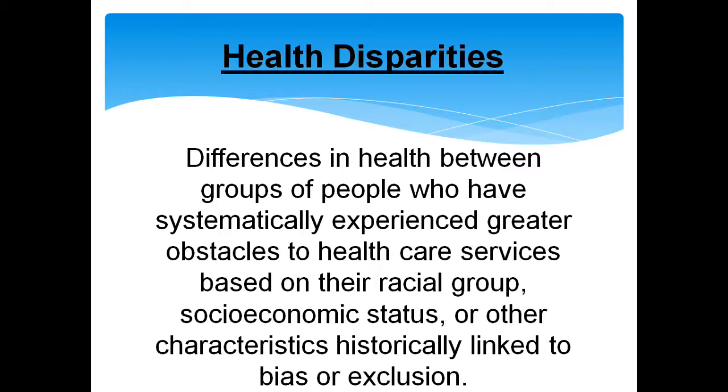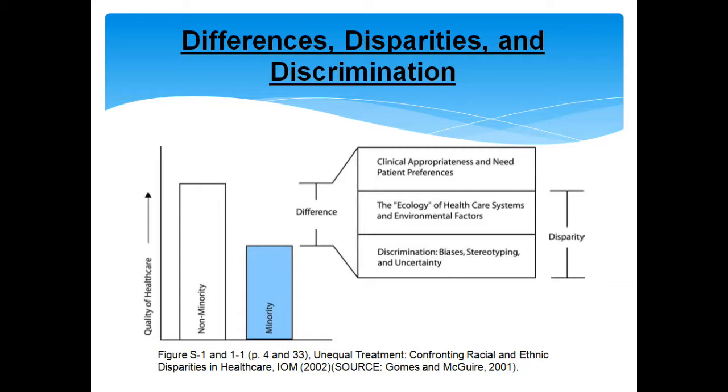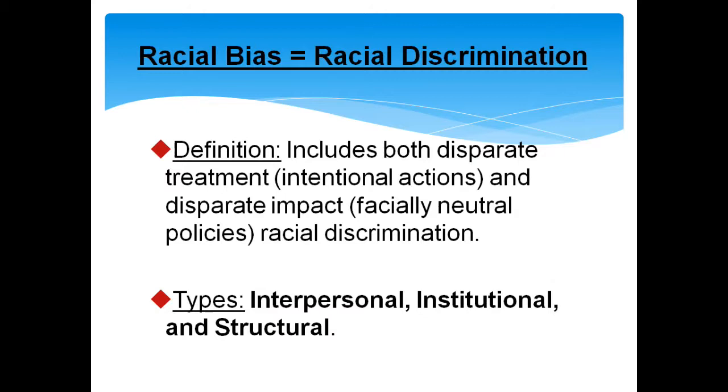And so we will be using this definition of health disparities that includes the racial bias, right? That there are health disparities that are linked to racial bias. And you can see this also discussed in the 2002 Institute of Medicine report, which, as you see, focuses on disparity and includes discrimination, bias, stereotyping, and uncertainty. And that is what we are going to focus on in the next 2 days.